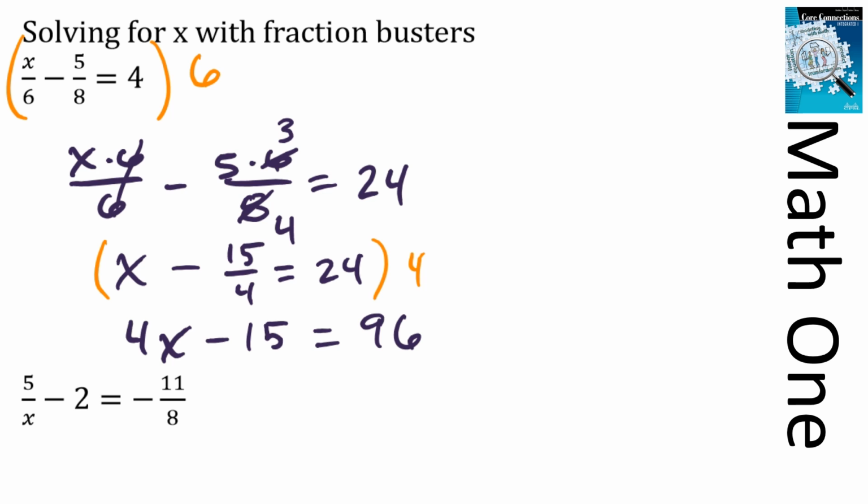If I add 15 to both sides, I'll have 111 on the right hand side, and on the left hand side I have a 4x. And this is not very satisfying, but my solution is that x is equal to 111 divided by the number 4.